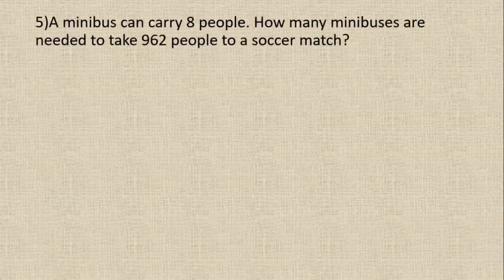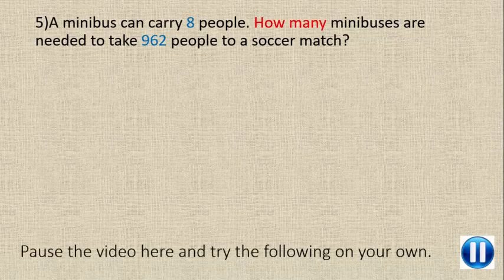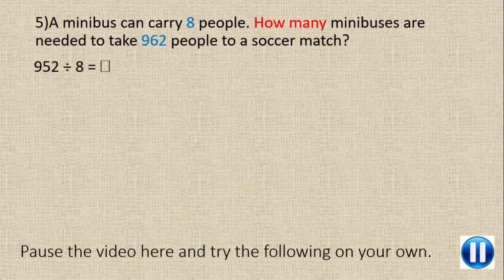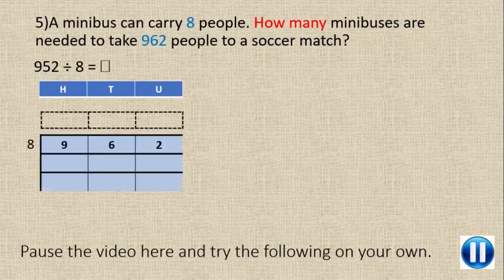Number 5. A minibus can carry 8 people. How many minibuses are needed to take 962 people to a soccer match? Pause the video. Let's find out the answer by highlighting the important numbers. So we have 8, we have 962, and our question in red is how many are needed. So our number sentence is 962 divided by 8 equals our answer block. So we have our hundreds, tens, and units column, our dividend, which is 962, and our divisor, which is 8.